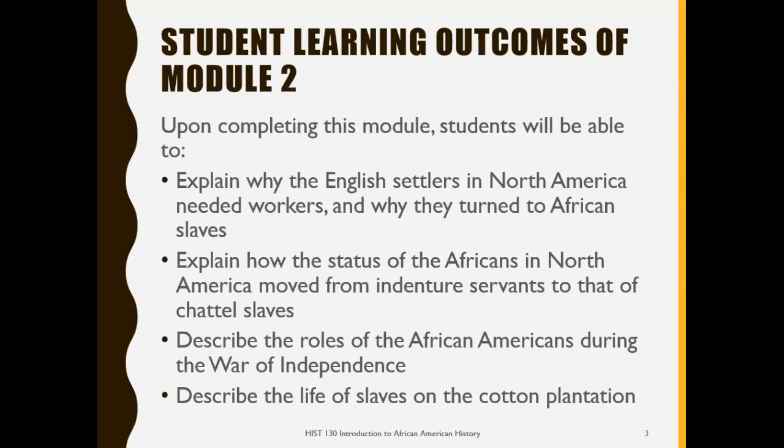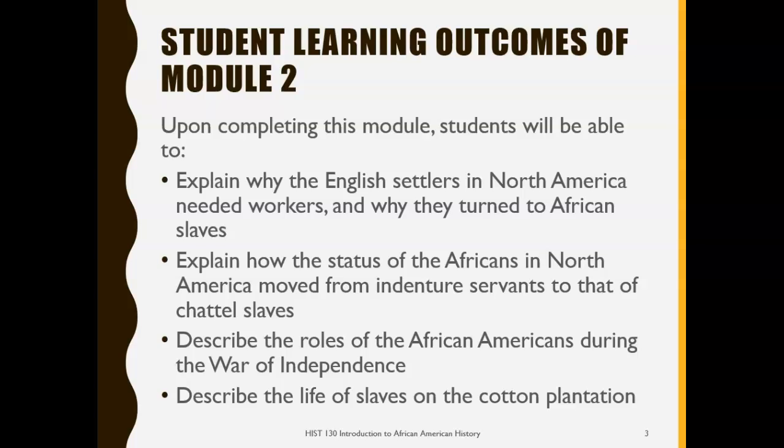First, with regard to the learning outcomes, upon completing this module, you should be able to explain why the English settlers, so these are the so-called pilgrims, if you wish, why these English settlers needed workers and especially why they turned to Africa to get slaves.